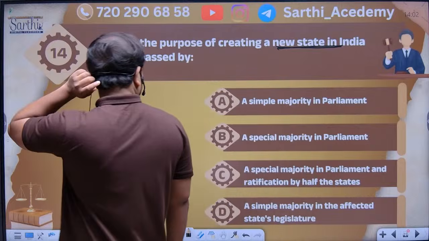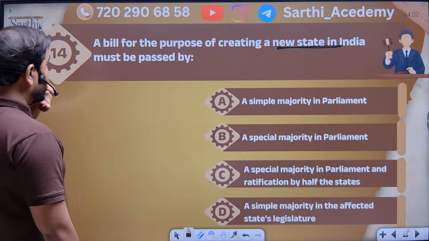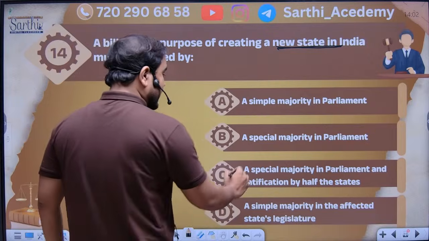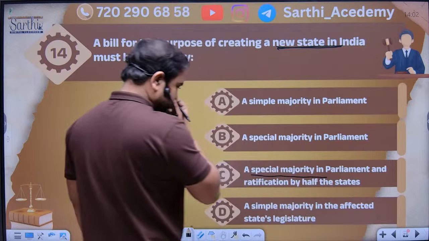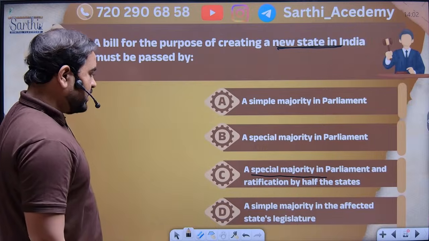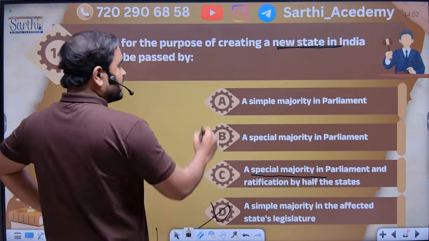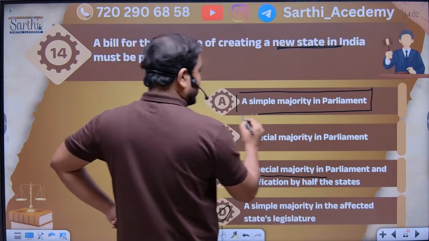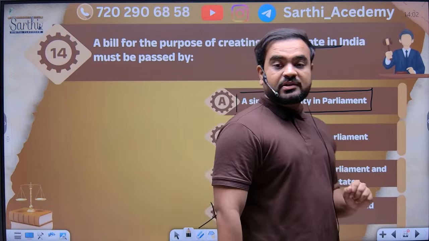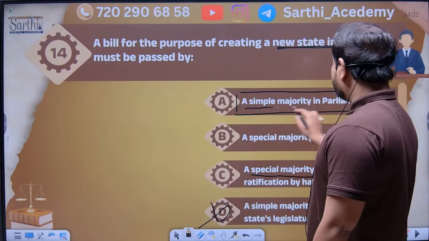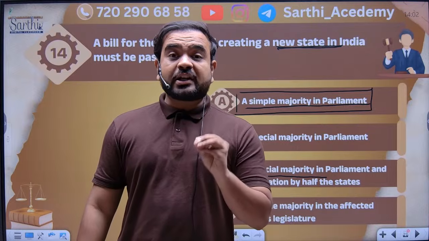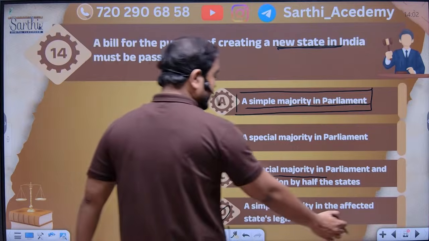Okay, so now, for passing the bill, a new state in India must be passed by what? So yes, the answer is C, special majority by simple majority in the... no, D is not the answer. The answer is A, my dear friends, a simple majority in the parliament. Not C. I think many people have given answer C. The answer is not C, the answer is A, simple majority in parliament, and actually they do not have to take assent from any state legislature for making new states.